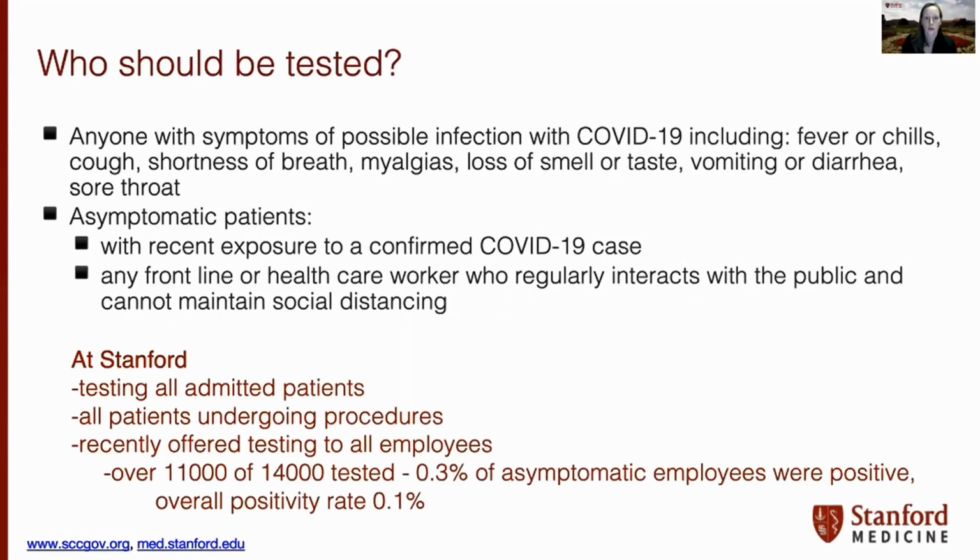At Stanford, we're fortunate to have the ability to test widely. We are currently testing all admitted patients, regardless of their presenting symptoms, as well as all patients before they undergo an invasive procedure. Recently, testing was opened up to all Stanford employees in concordance with county guidance. Over 11,000 of 14,000 employees were tested, and only 0.3% of asymptomatic employees were positive, with an overall positivity rate of 0.1%. We feel our aggressive testing strategy will be useful in protecting our workforce as well as our patients from SARS-CoV-2 infection.